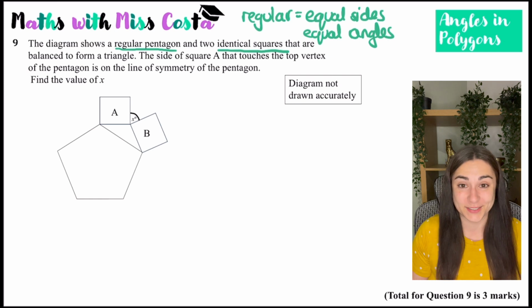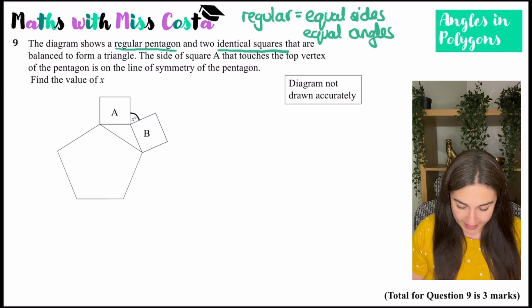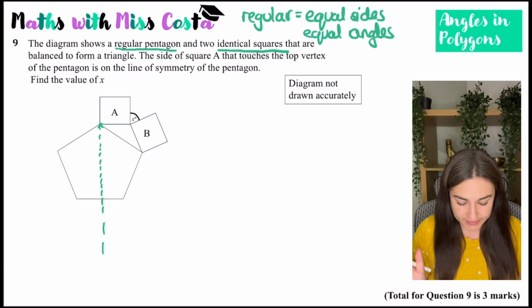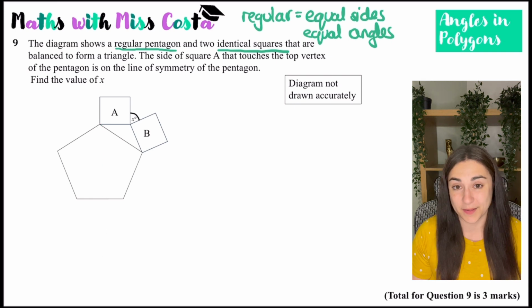Sorry, my voice is just going. The side of square A that touches the top vertex of the pentagon over here is on the line of symmetry of the pentagon. What that means is it splits the pentagon exactly in half. And I need to work out the value of x. Okay, so first of all, what I want to do is figure out what the angles in the pentagon are.